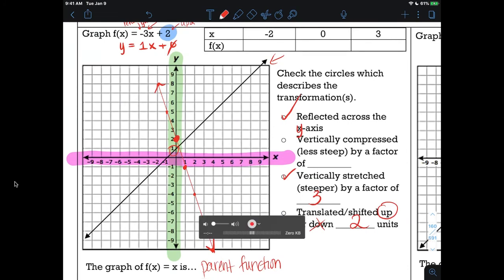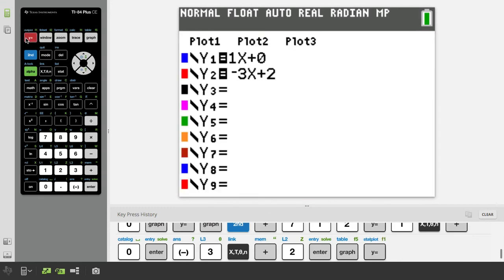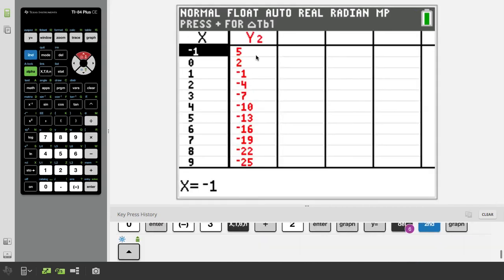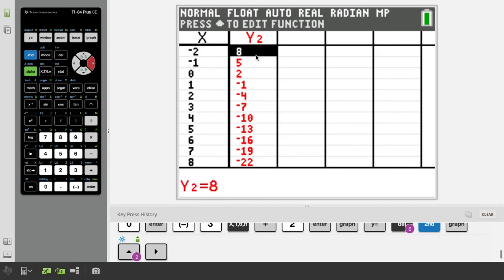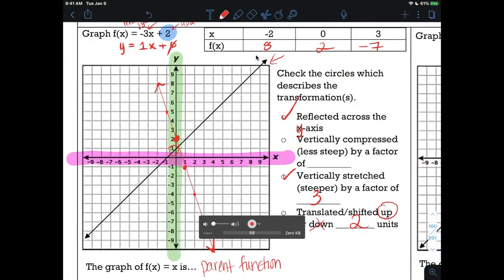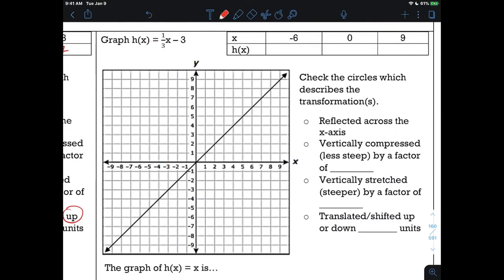So for this one, remembering that we can also take a look at our table, I'm going to delete this and hit second table just to verify my values. I'm looking for x equals -2, so that's going to be 8. My y-intercept is 0, 2. And x equals 3 gives -7. Of course, I could have also plugged those numbers in, but just to keep our video short, I'm not.